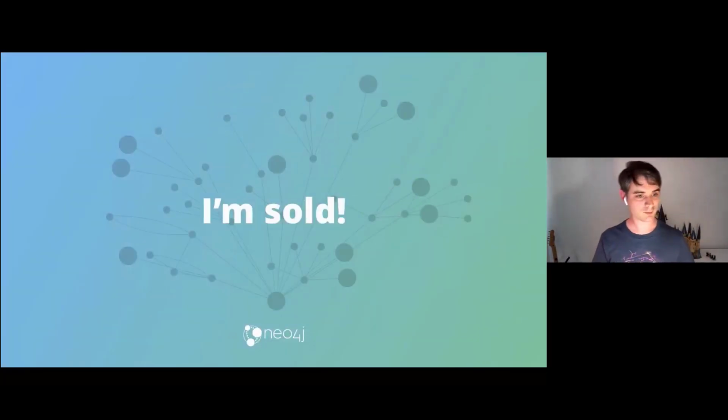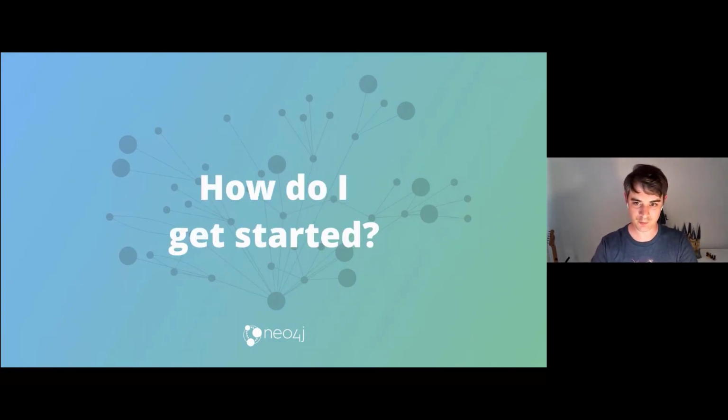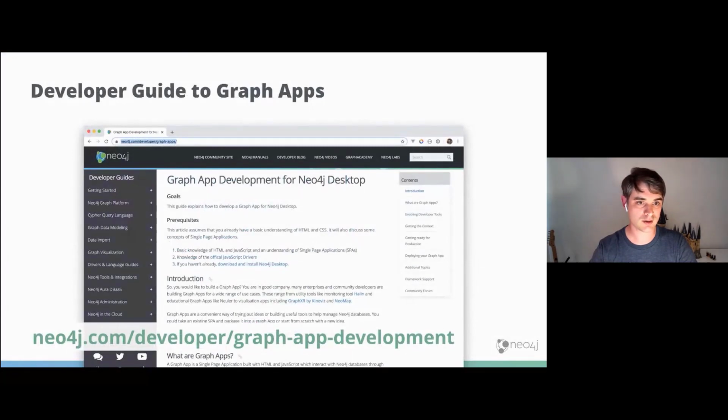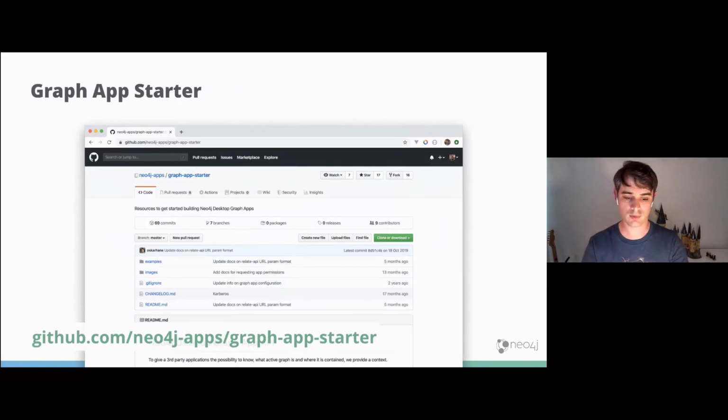So you might be thinking, right, I'm sold. How do I get started? I'm here to help with that. I recently published a developer guide to graph apps. If you go to neo4j.com/developer/graph-app-development, there should be a comprehensive guide there for you. And there are also some example graph apps inside the Graph App Starter Kit on GitHub.